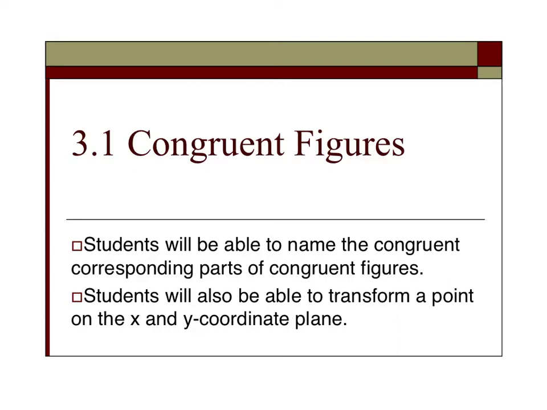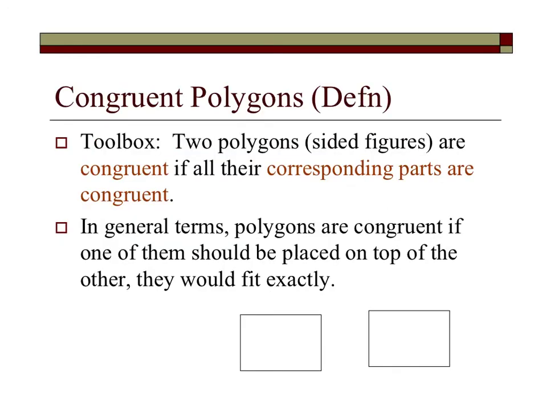In 3.1, we will be learning about congruent figures. Exciting. A very important definition that we're going to need to write down will be congruent polygons. Now, polygons are sided figures like triangles, squares, octagons, hexagons, heptagons, whatever. And they are congruent if all their corresponding parts are also congruent, meaning their sides and their angles.